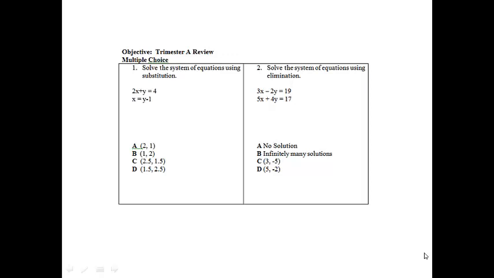All right, number 1, solve the system of equations using substitution. I'm going to do these problems a couple of different ways. I'm going to work out the process, but then I am going to show you, if I have multiple choice, how I can do it a little bit differently.